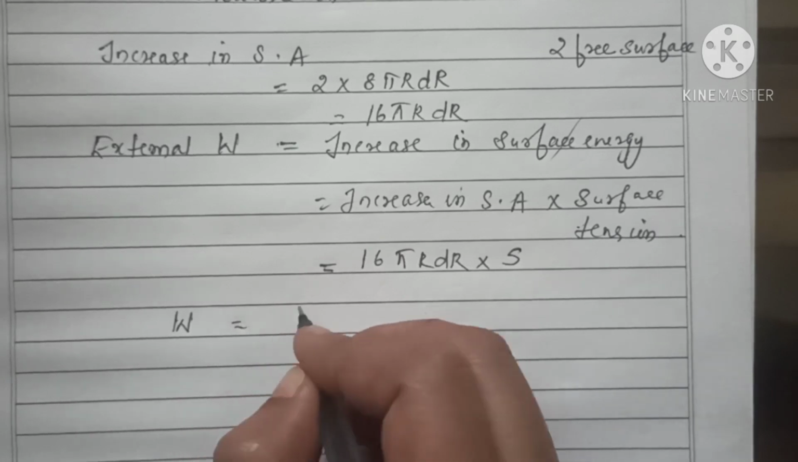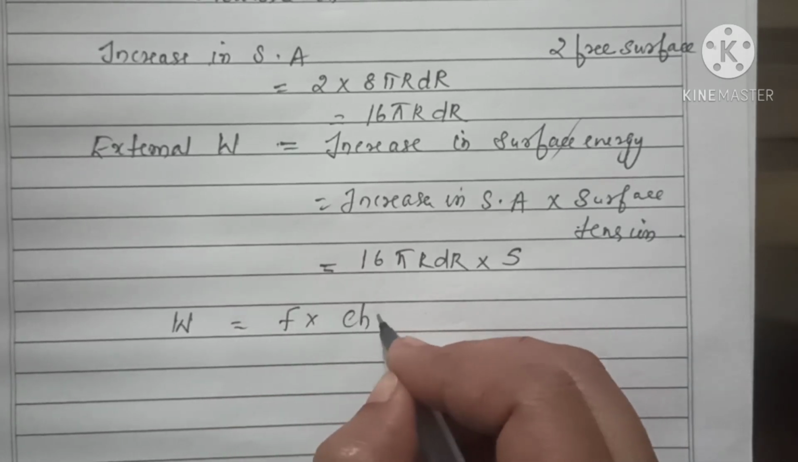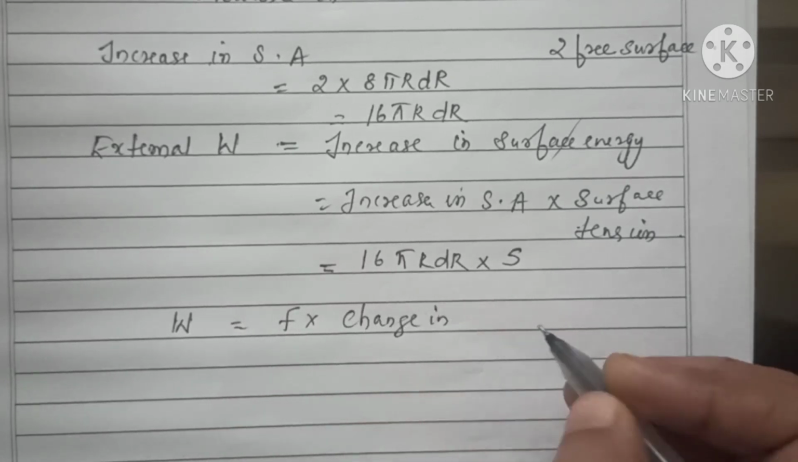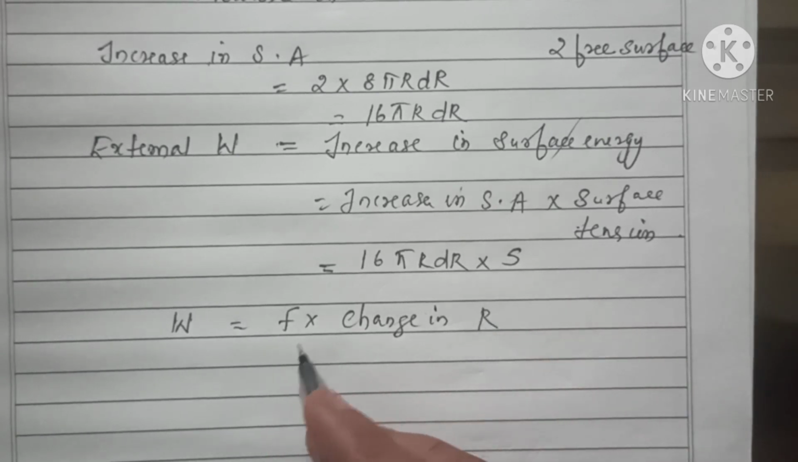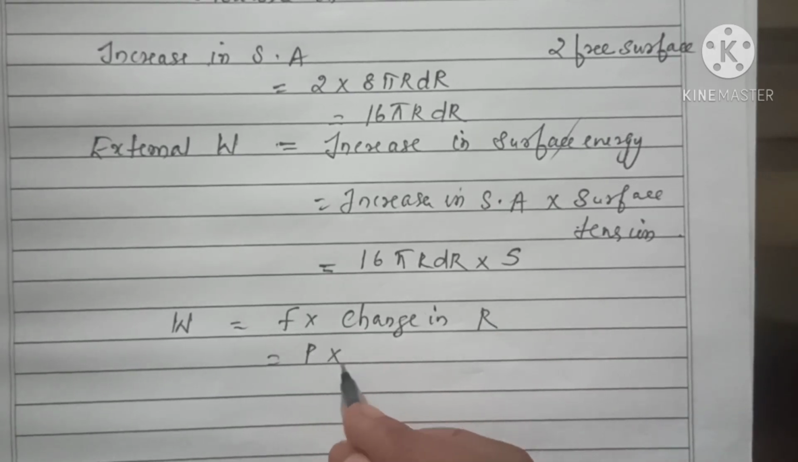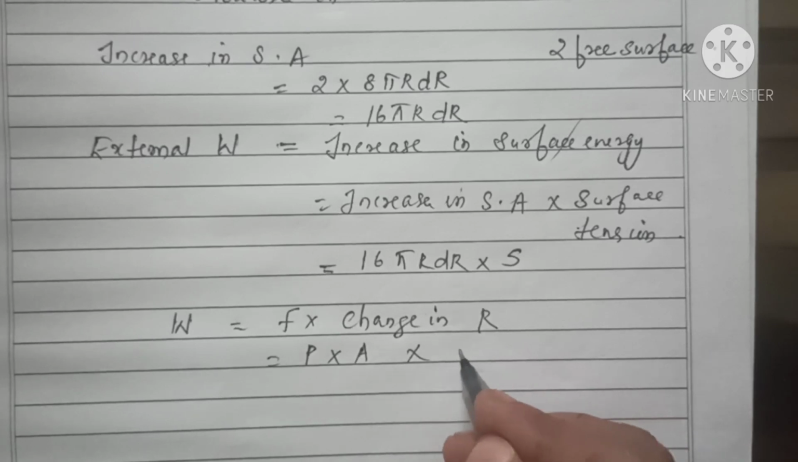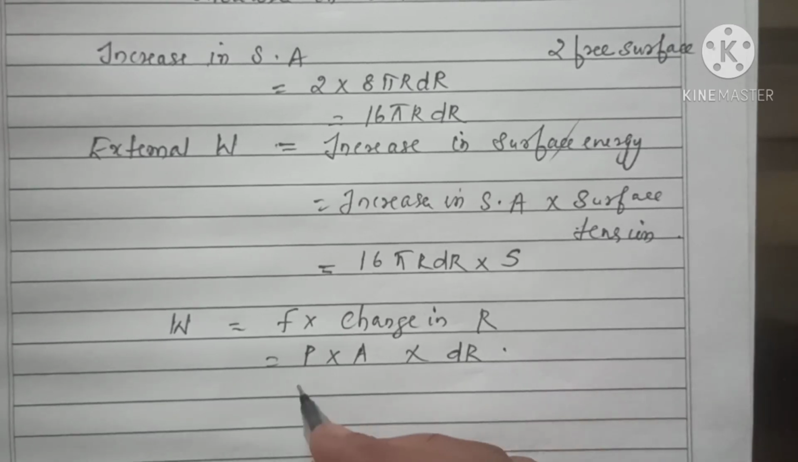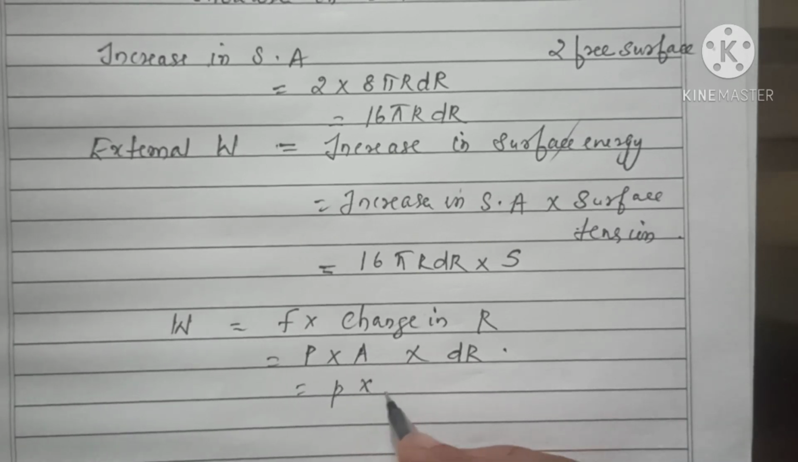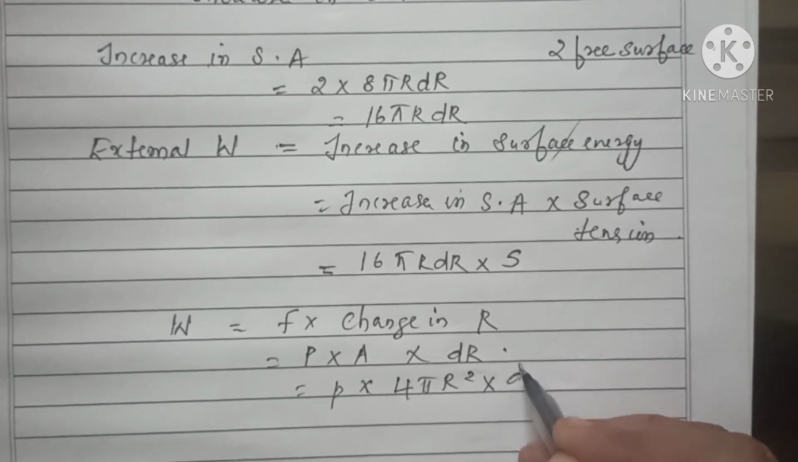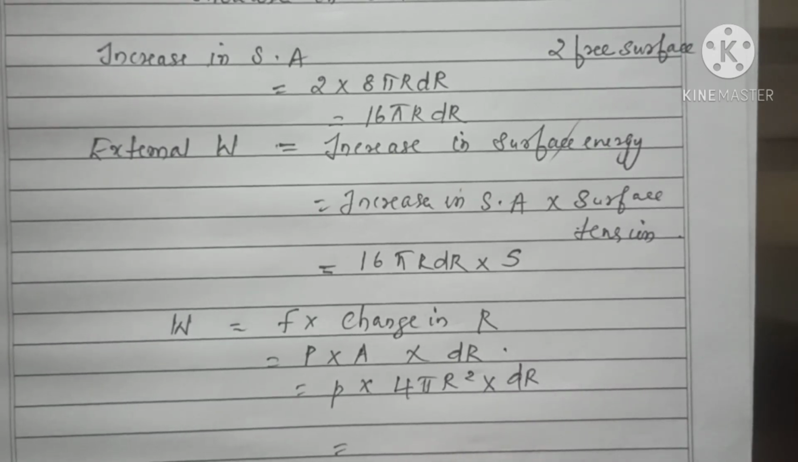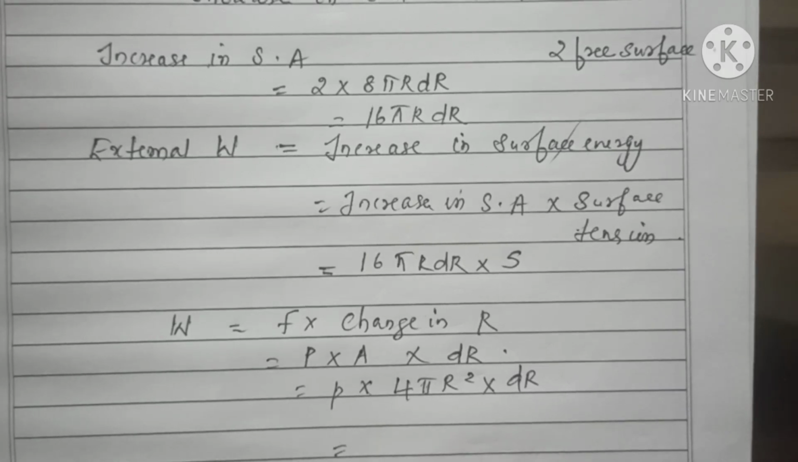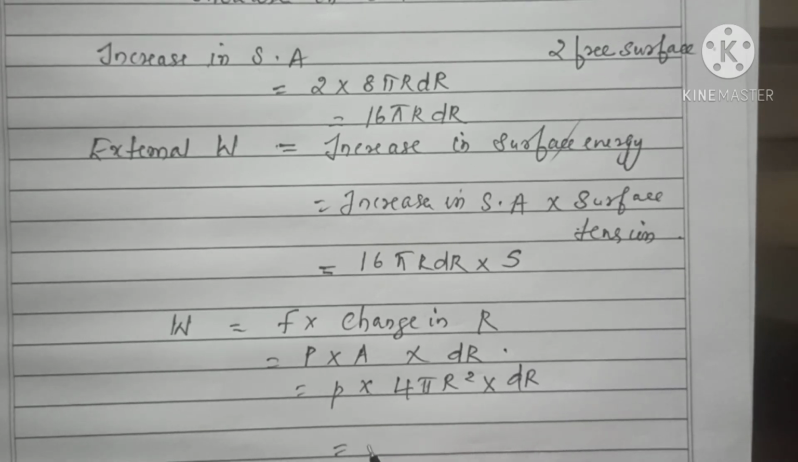That is, work is equal to force into change in radius. Now force in terms of pressure, you can write excess pressure into area into that change in radius, that is dr. Okay, that is P into change in area. Sorry, area is 4 pi r squared into dr. Clear for you? This much is clear. Now we got two expressions for work done.